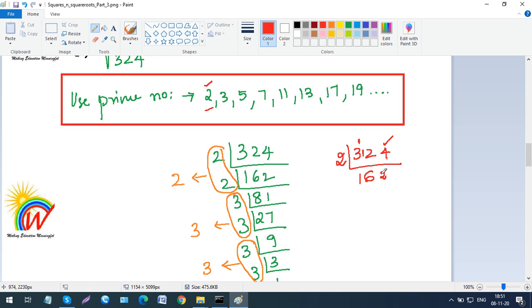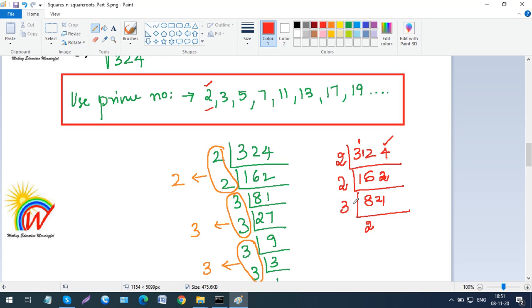Now see if it goes by 2 again. Yes, it does, because it's ending with 2. So 2 8s are 16 and 2 1s are 2. Now it's ending with 1, so it doesn't go by 2, so next you should check the next number, 3. You add the digits and see if it's divisible by 3. 8 plus 1 is 9. 9 is in the 3 table, so 81 will also be divisible by 3. So 3 2s are 6. From 8, 6 is gone, 2 is remaining, so that becomes 21 here.